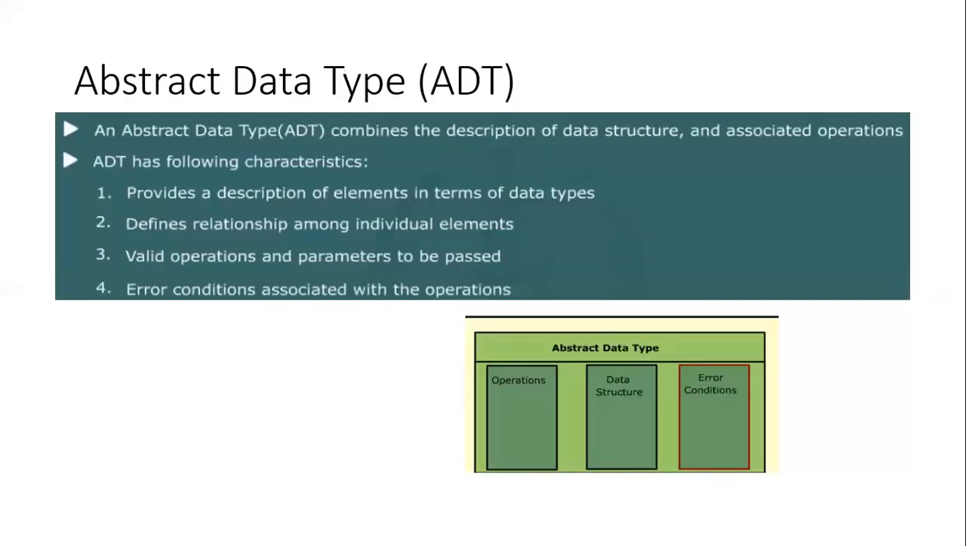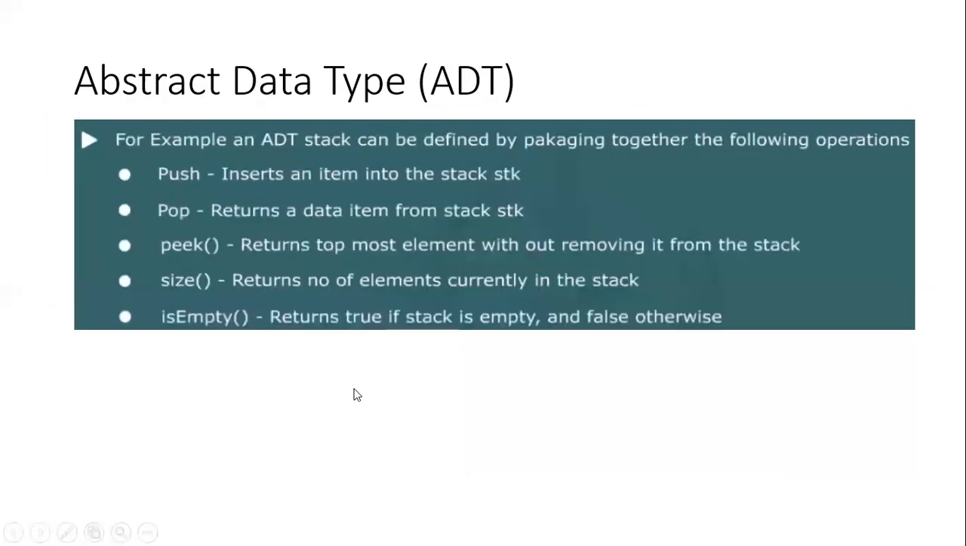Abstract data type. An abstract data type combines the description of a data structure and associated operations. An abstract data type has the following characteristics: it provides a description of elements in terms of data types, defines the relationship among individual elements, valid operations and parameters to be passed, and error conditions associated with operations. So an abstract data type has operations, a data structure, and error conditions.